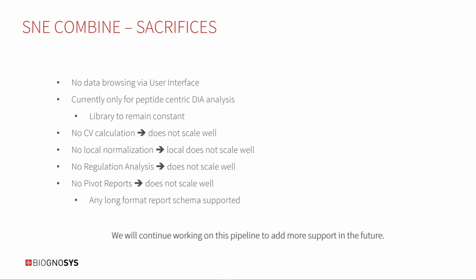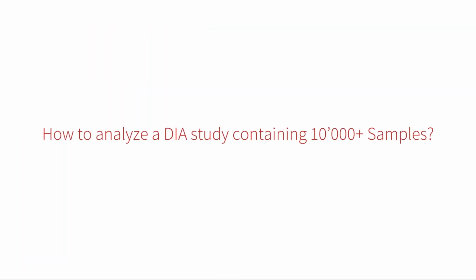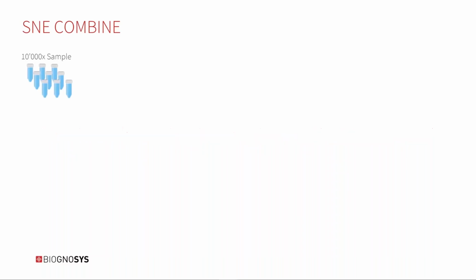Also important to note, we will continue to work on this pipeline, so be ready for more support in the future. We plan to extend this if it gains in popularity. But now I want to go back to my initial question again. How do you analyze a DIA study containing 10,000 plus samples? Well, I don't know whether this is the best way, but this is how I would do it. And this goes back to what I showed before with the sequential analysis.